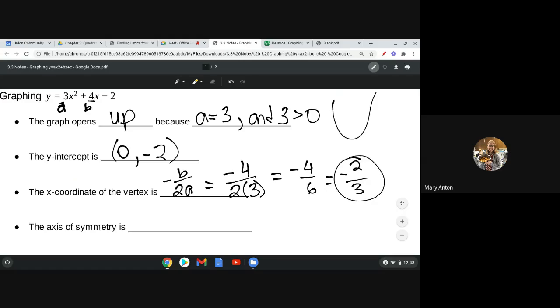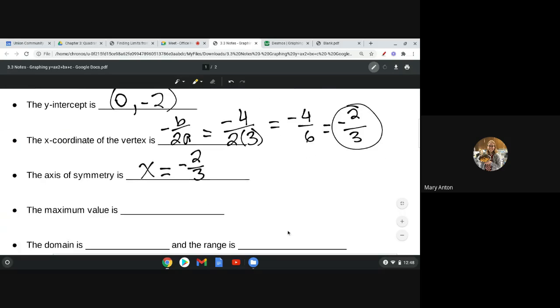What's the axis of symmetry? Same thing. Make sure you write x equals. This is an equation, so x equals -2/3. That's our axis of symmetry. But cool. When I found the x coordinate of the vertex, that's also the axis of symmetry. Cool. Is that it? Or do we have more to find? Oh, okay.